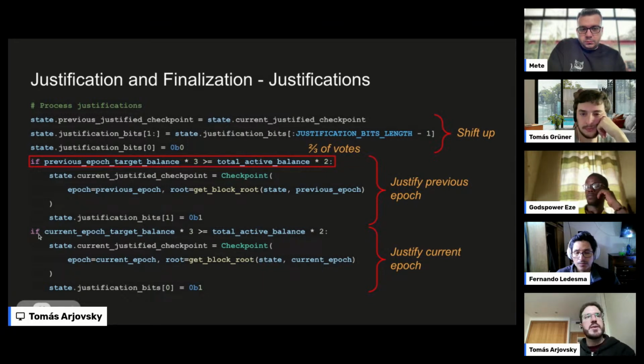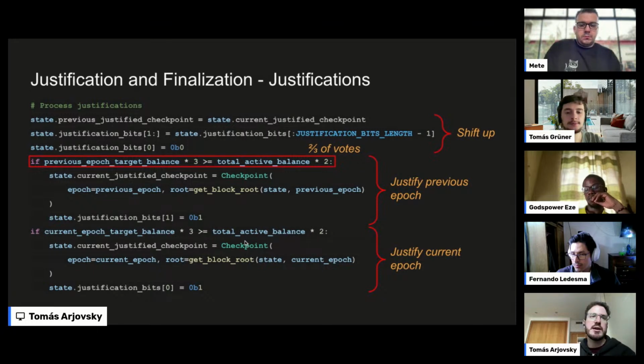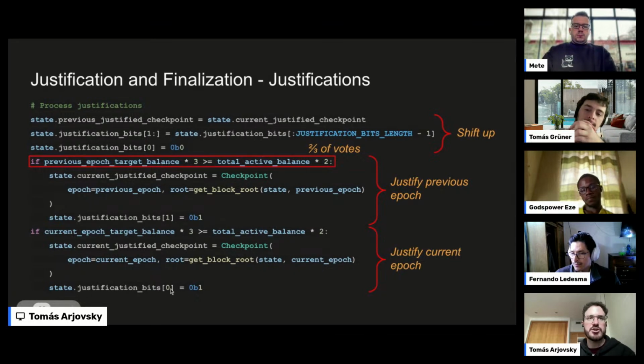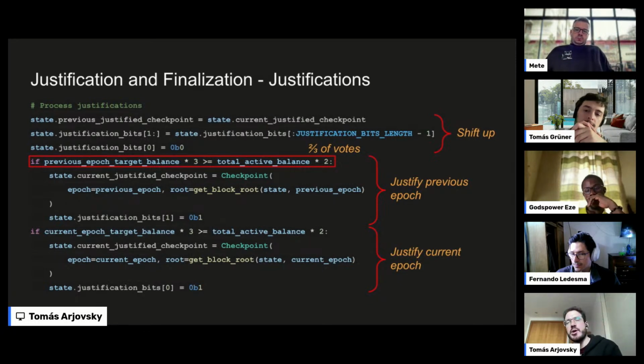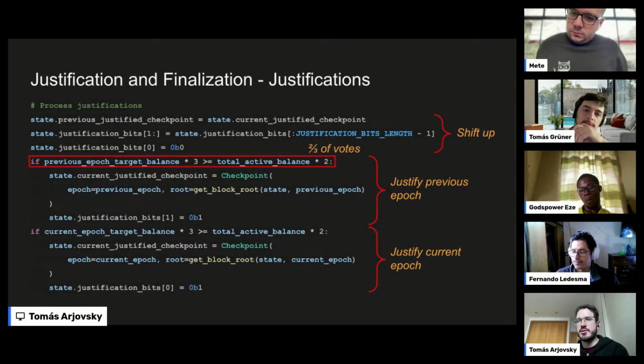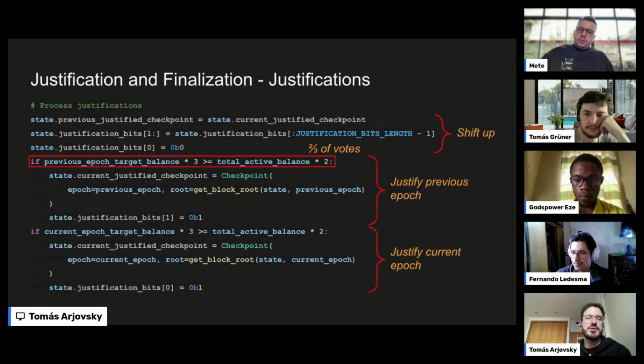And then I will do the same for the current epoch. Instead of previous epoch target balance, I use current epoch target balance, which is the votes that have the current epoch as a target. If this balance is at least two-thirds of the active balance, then I will justify this one. And by justifying, I mean I take the first justification bit and I put it as 1. And that's justification. Justification is relatively simple. The data structures are kind of weird, but the justification itself is simple: is the amount of votes larger than two-thirds? That's it. Finalization is the tricky part.